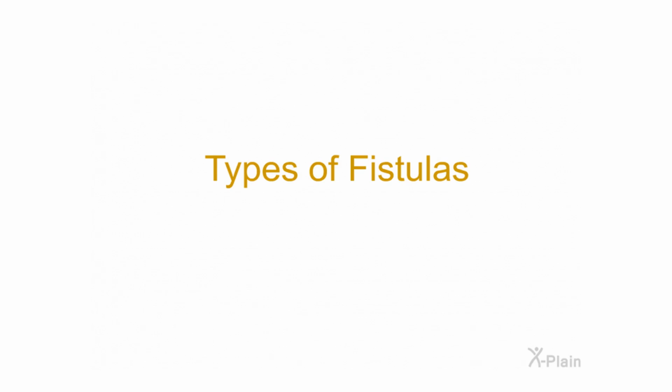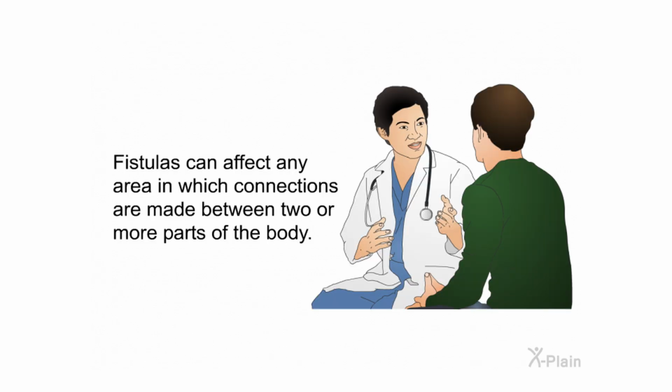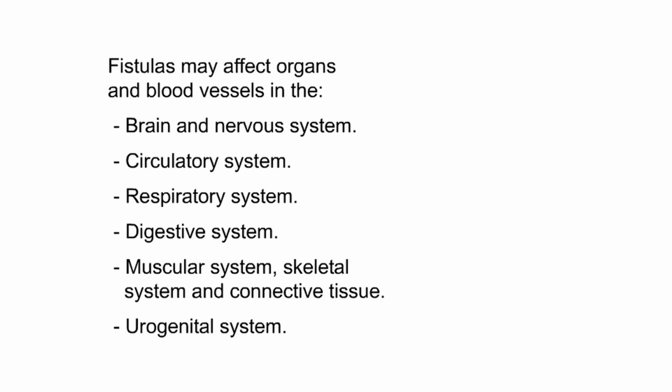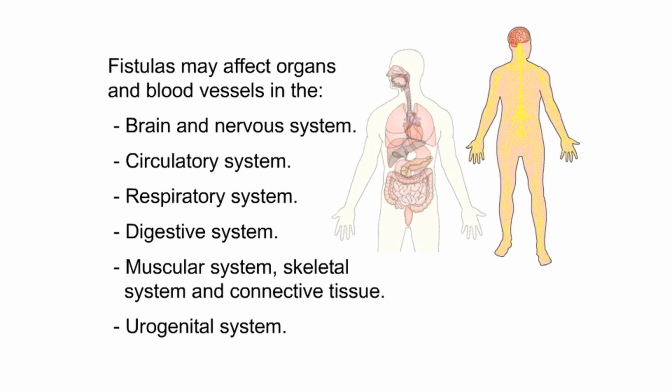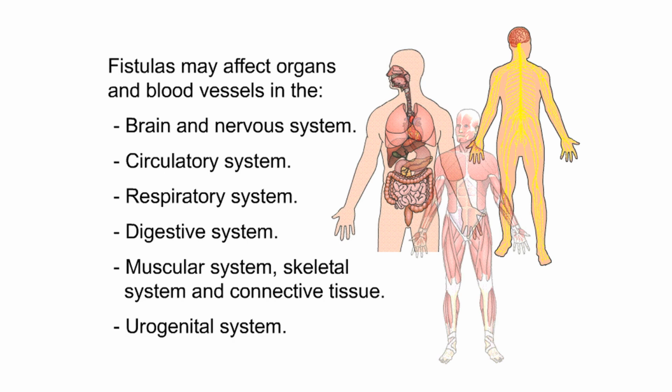Types of fistulas. Fistulas can affect any area in which connections are made between two or more parts of the body. Fistulas may affect organs and blood vessels in the brain and nervous system, circulatory system, respiratory system, digestive system, muscular system, skeletal system, and connective tissue, urogenital system.